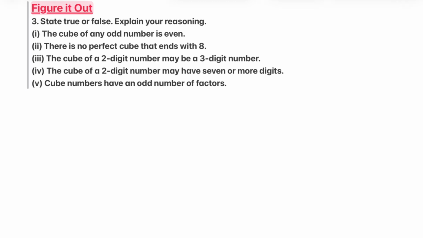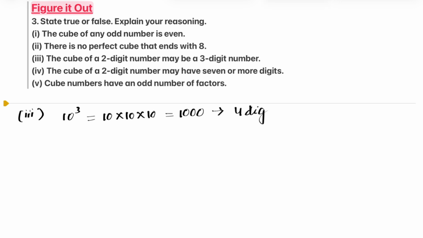Third statement is the cube of a 2-digit number may be a 3-digit number. Here we will take the cube of smallest 2-digit number. Cube of 10 is 1000, which is having 4 digits. That means cube of all the 2-digit numbers will have 4 digits or more than 4 digits. So our statement is false.